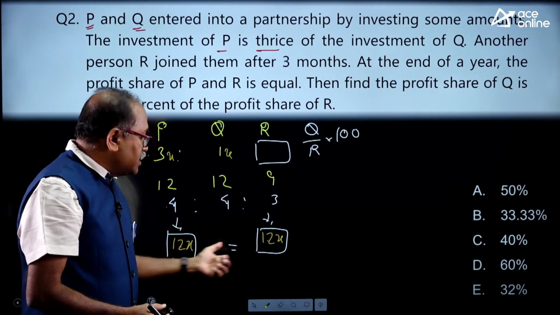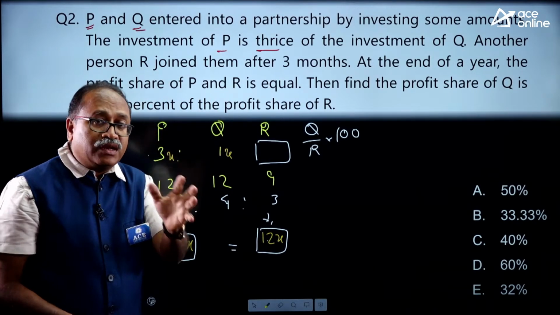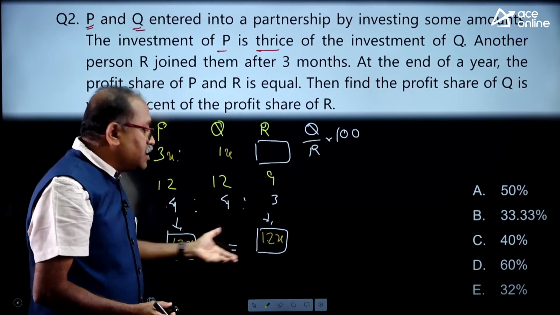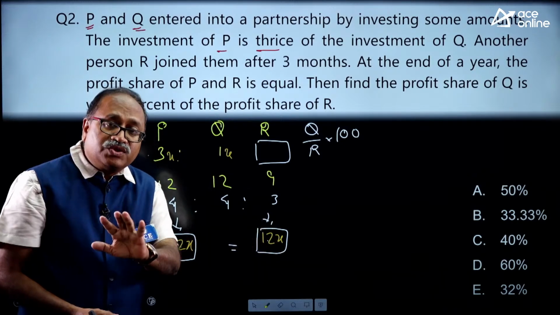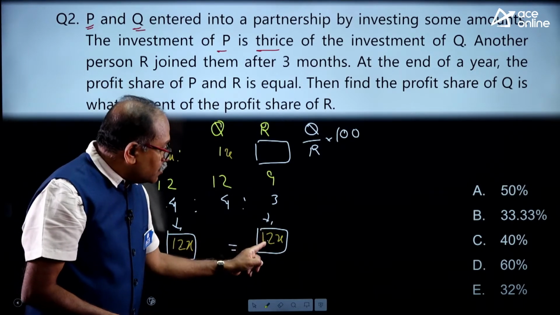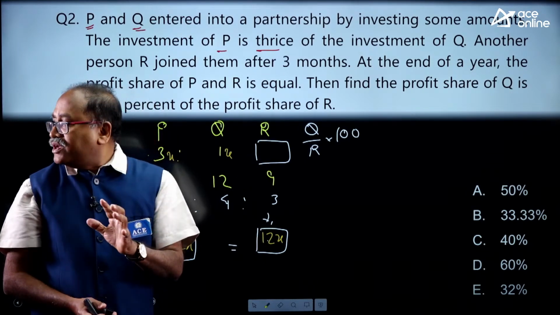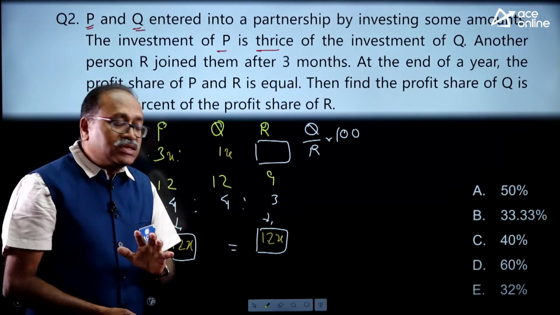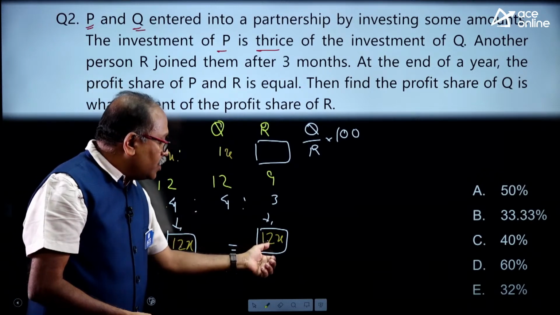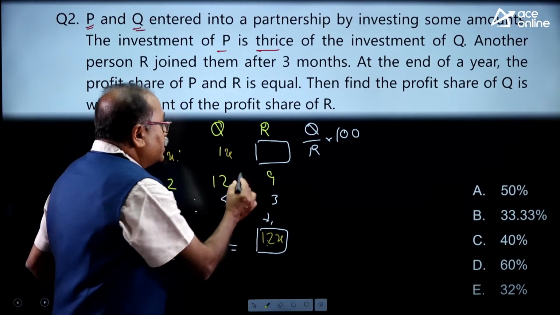So this is 12x. Therefore, as it is said that the profit of P and R both are equal, their overall profit should be equal. So if this is 12x, this is 12x. So 12x divided by 3, will I get that R? Yes, we will get R. Anusha has already said B. 12x divided by 3, I am getting 4x over here.